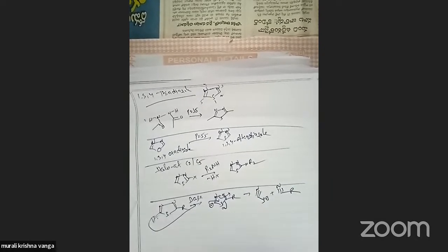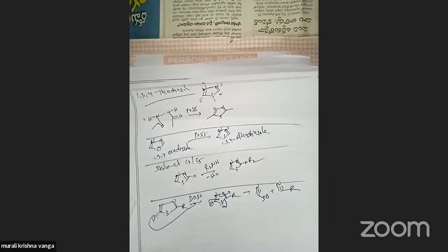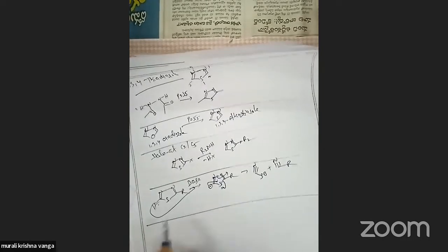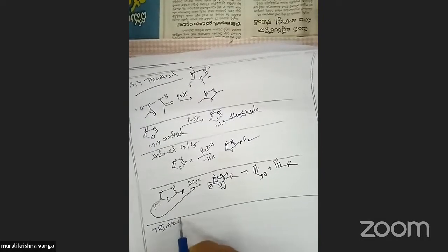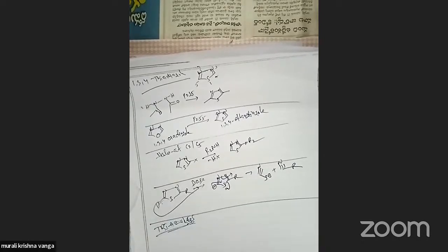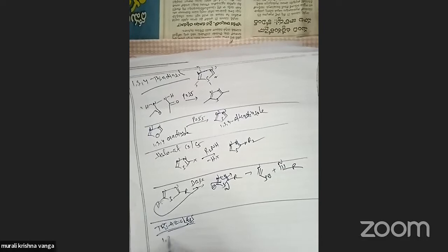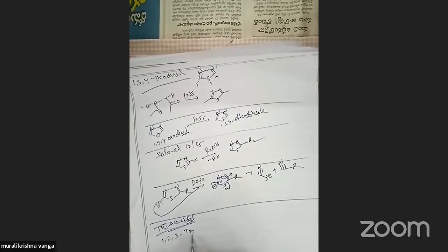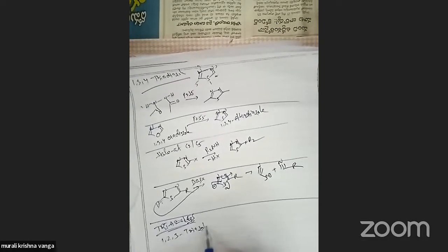Next, triazoles. The 1,2,3-triazoles and 1,2,4-triazoles are the major ones. First we discuss 1,2,3-triazoles.